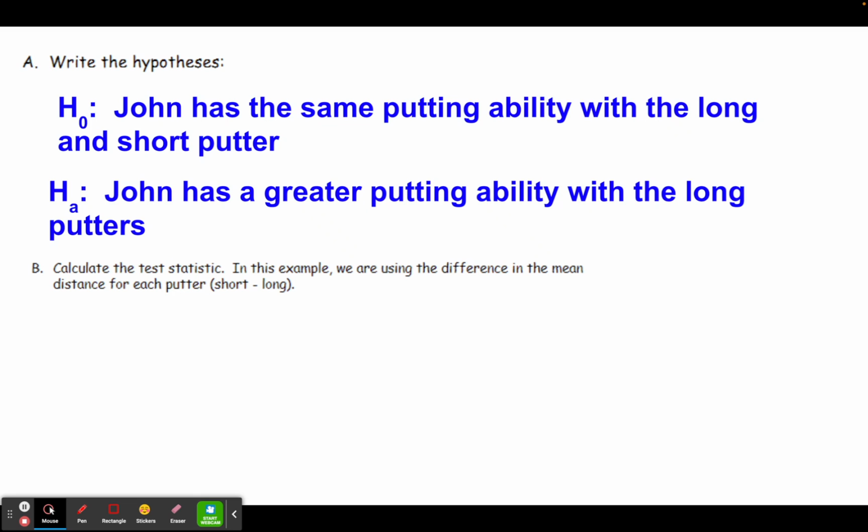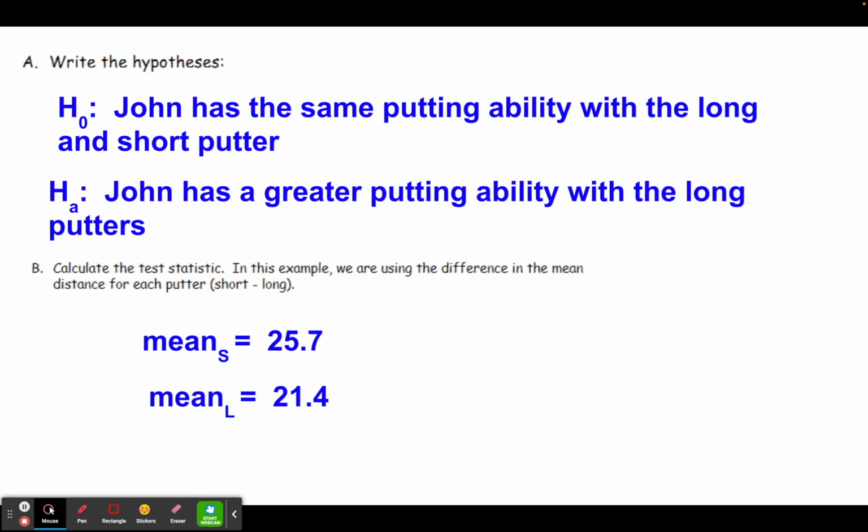Now we're going to calculate our test statistic. In this example, we are using a difference in the mean distance for each putter, and they're telling us to subtract short minus long. So we're going to calculate the mean distance for the short putter and the mean distance for the long putter. When I calculated the mean for the short putter data, I got 25.7. And for the long putter, I got 21.4.